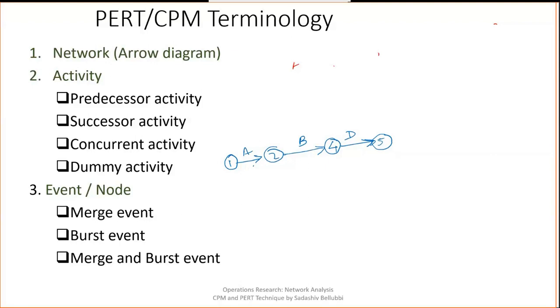Okay, here I will draw one network. I will draw the same network again. 1 to 2, it is A, B is 4, next one it is 5. And here, one more network will take 3. This is a dotted line, that is a dummy activity.